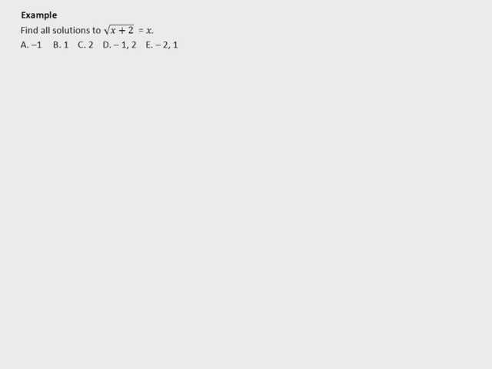Find all solutions to root of x plus 2 equal to x. Here they've given me values, so I'll just plug in values and check. Let me plug in minus 1, which is choice A. If the left hand side and the right hand side match with any of the values, then we have a solution. We plug in choice A. The left hand side becomes root of minus 1 plus 2, which is root of 1, which is 1. And the right hand side becomes minus 1. They do not match. So A is out.